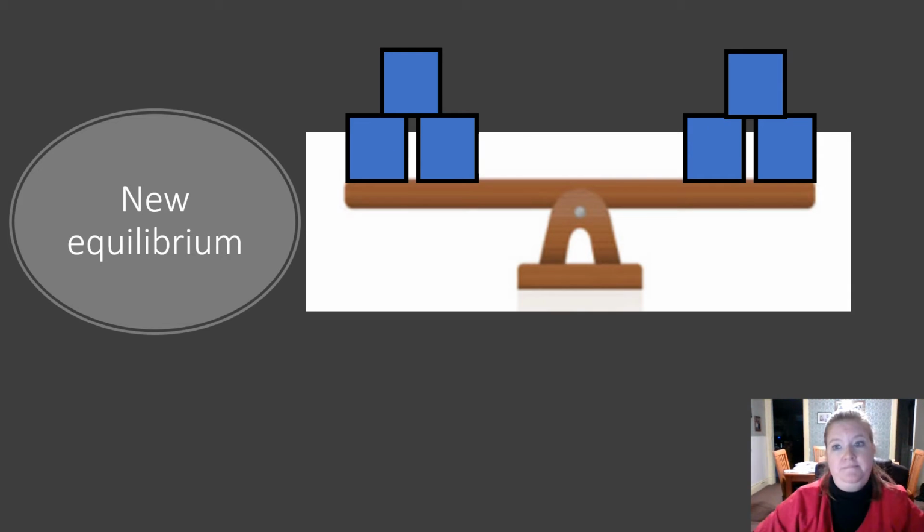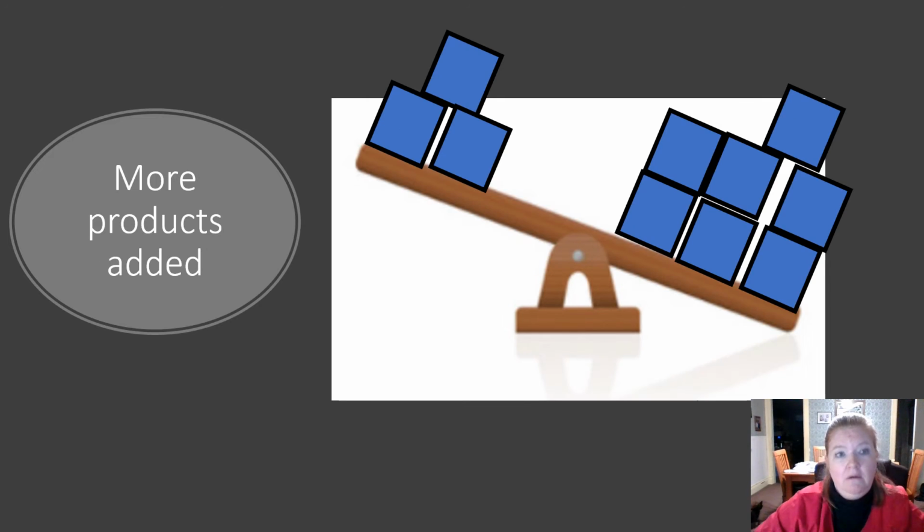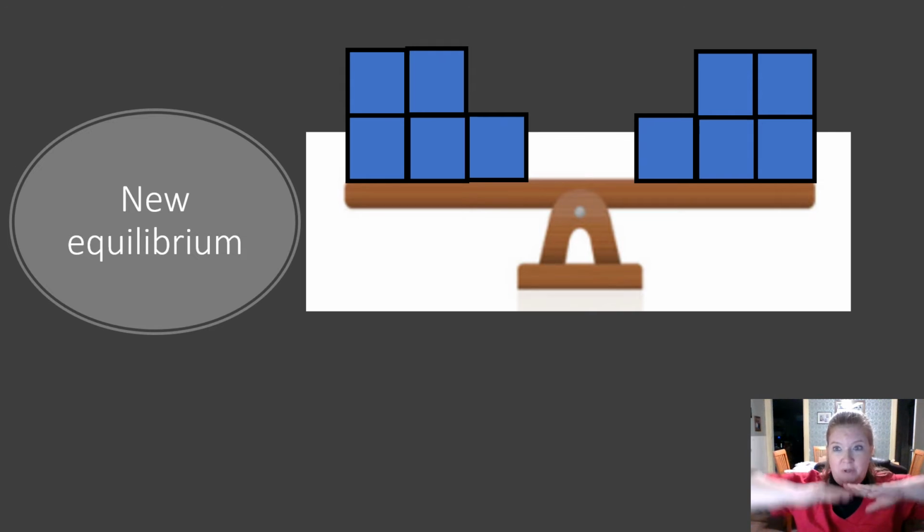New equilibrium. What if now, all of a sudden I have too many products? Do you see this is off balance? I added too much. So now I need to make more. I need to shift the equilibrium this way. New equilibrium.